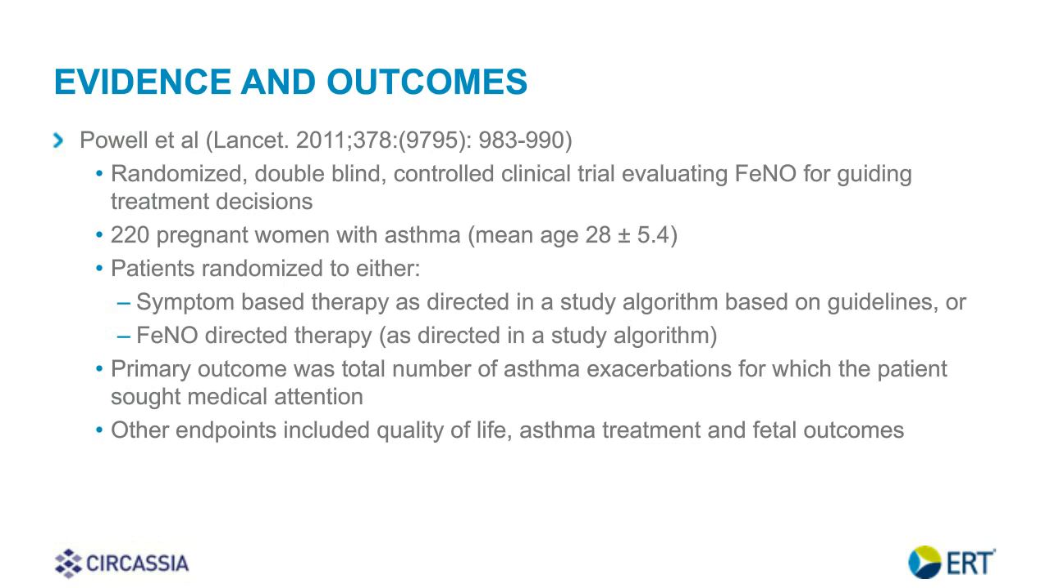Patients were randomized to either symptom-based therapy, which is based on guidelines, or FeNO-directed therapy. And the primary outcome was the total number of asthma exacerbations for which the patient sought medical attention. And they looked at a couple of other endpoints that you're all used to using: quality of life, asthma treatment, and then fetal outcomes.